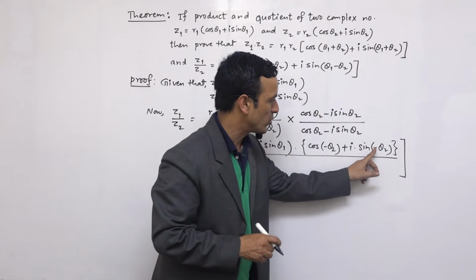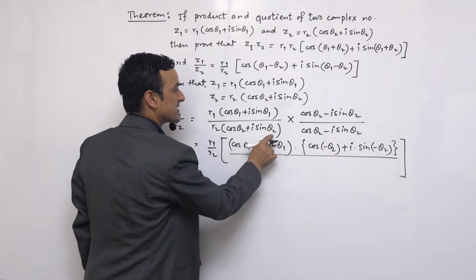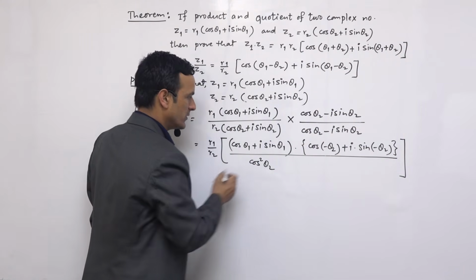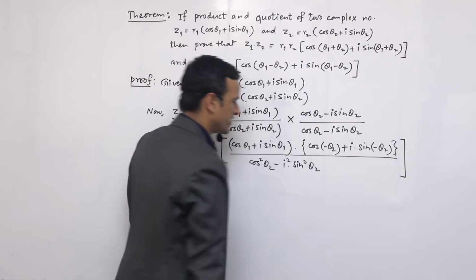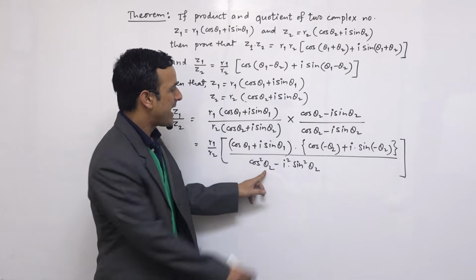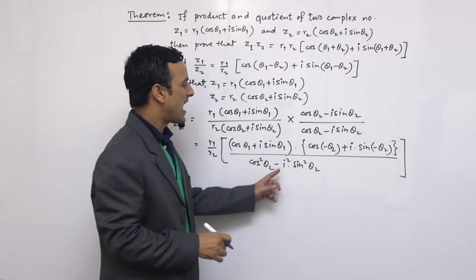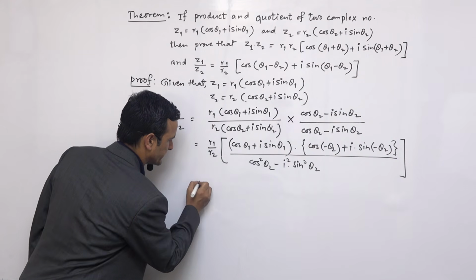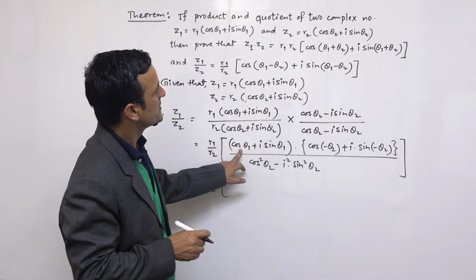So sin minus theta means minus sin theta, so write down minus. Here it is a plus b and a minus b, with all angles the same, so it is cos square theta 2 minus i square sin square theta 2. So a square means cos square, minus b square means i square and sin square theta 2, written here. Now R1 divided by R2, now it is just the previous result.